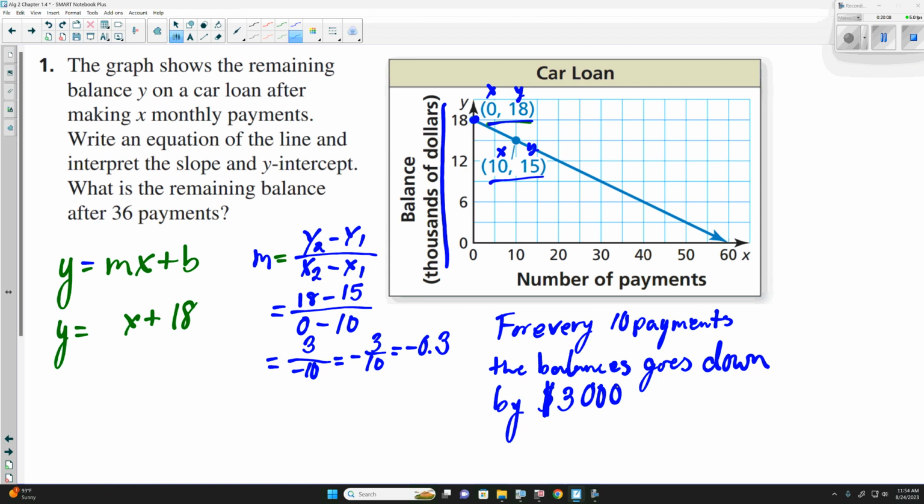Now the y-intercept is the starting amount. The y-intercept is the starting amount, or is the original cost of the car. Y-intercept is the original cost of the car.